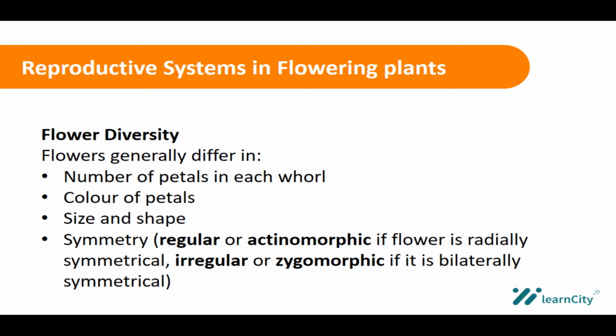Now we could have a regular flower or an actinomorphic flower if the flower is radially symmetrical. So we could say it's a regular flower, or we call it actinomorphic. That's if it is radially symmetrical. Now we call the flower irregular or zygomorphic if the flower is bilaterally symmetrical. So those are the two major types of symmetry we have in a flower. We have the regular or irregular, or we have the actinomorphic and zygomorphic, or we could say we have the radially symmetrical flower and the bilaterally symmetrical flower. So those are the two major types of symmetry of flowers.